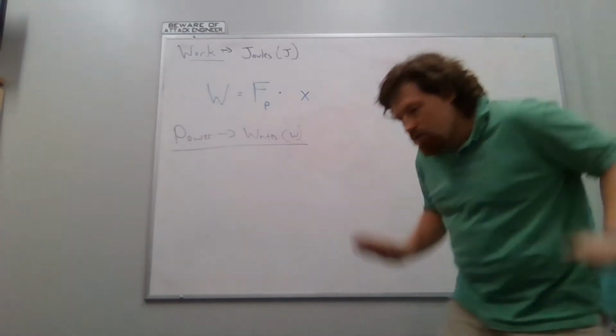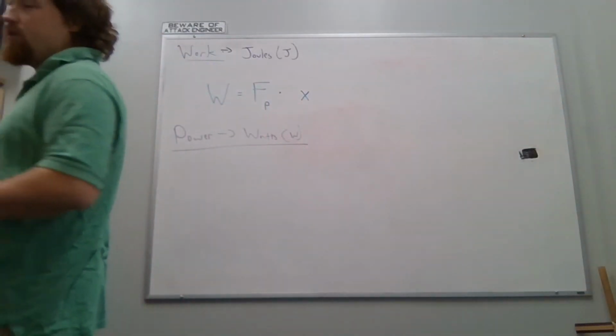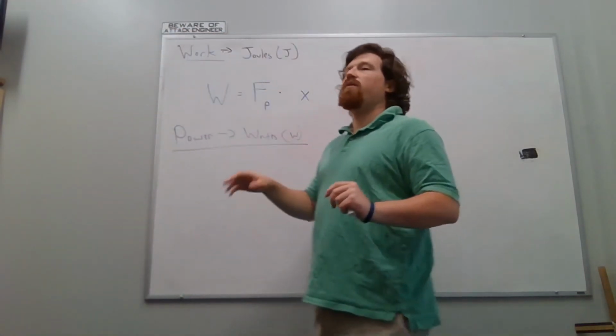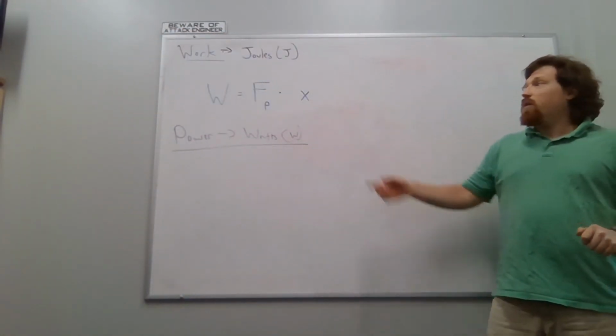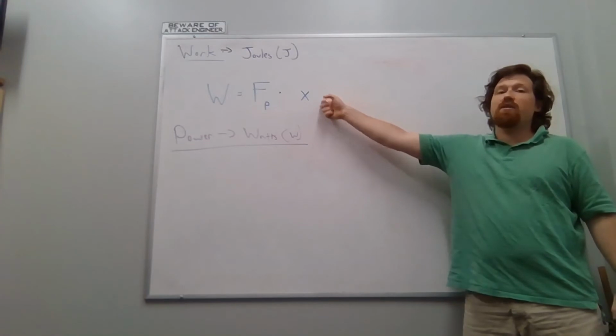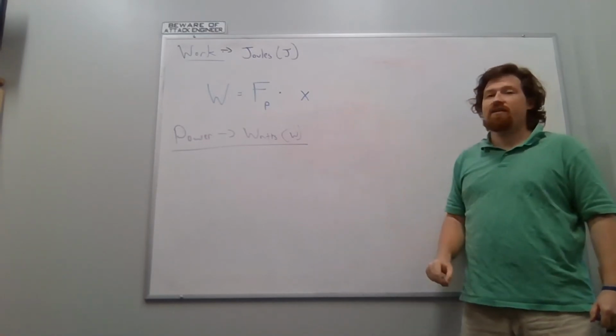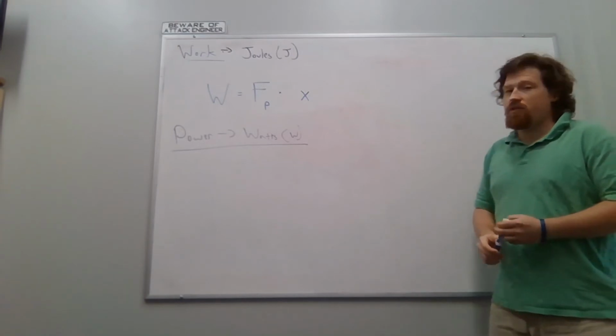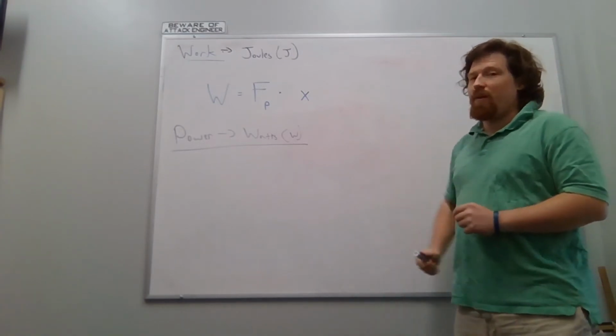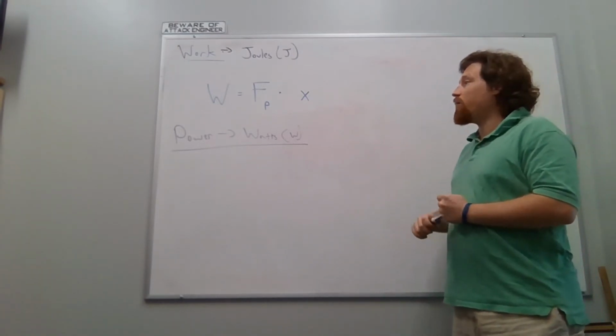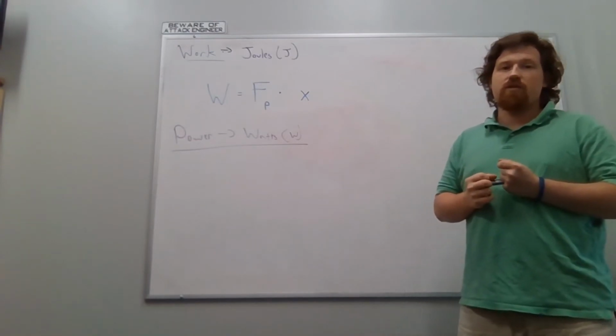I could jet right over there with my chair, or I could do it very slowly. This formula does not tell you the amount of time that it takes. It doesn't tell you the rate at which your energy is used up. That is what power is for. Power is the rate at which energy is used.